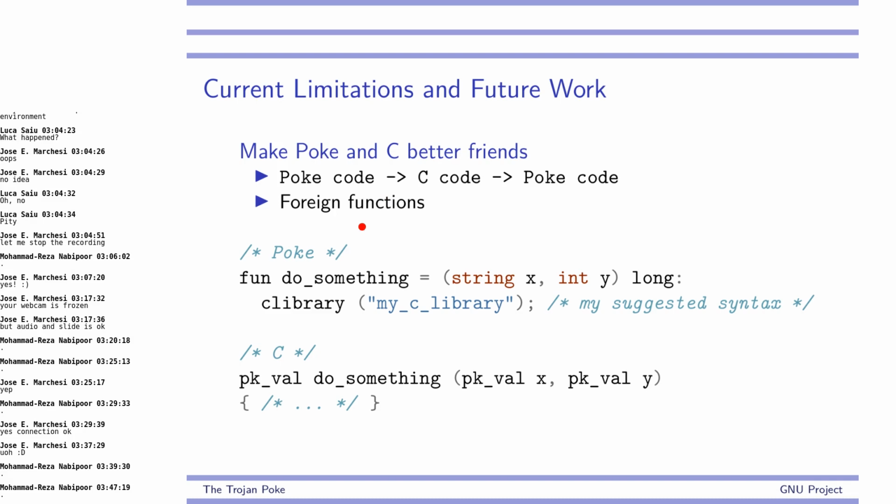And foreign functions, which is very nice. You have, for example, this C function do_something, and you can declare something like this: fun do_something string X long, and the implementation is this statement, C library, my C library. This is my suggested syntax. This is a surprise for Jose. I don't know whether he likes it or not.